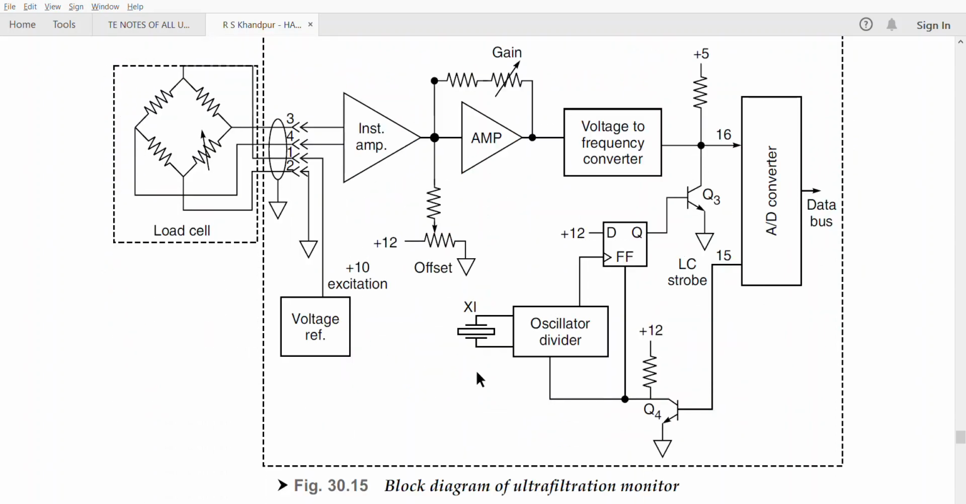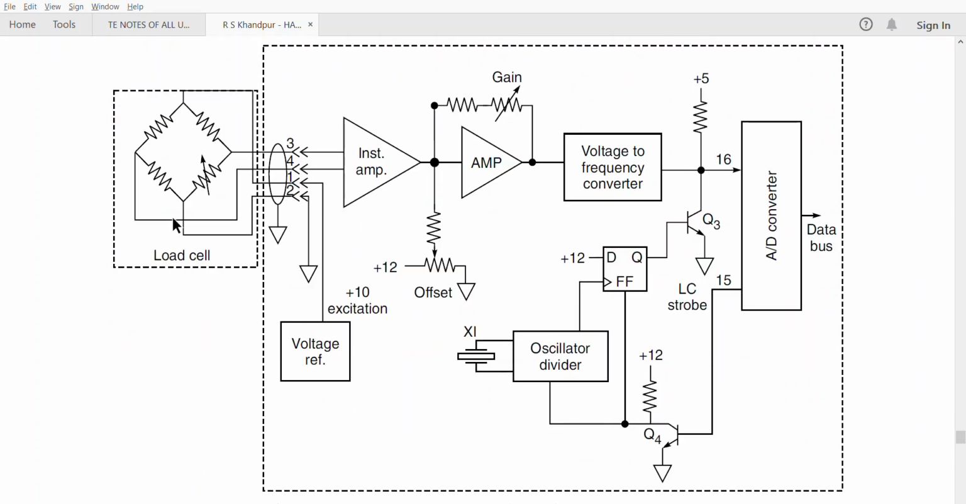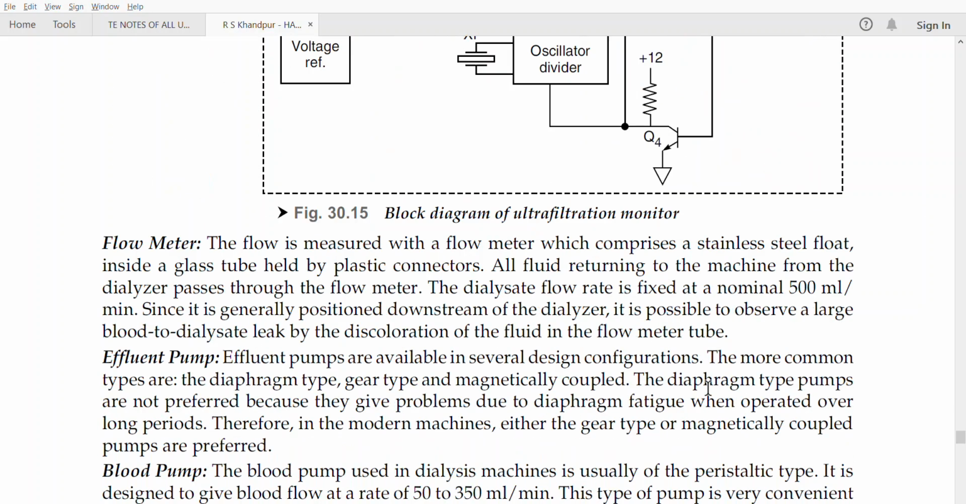If you see, this is the monitoring block. There is a load cell for measuring the pressure, and there are amplifiers that take the input from both the dialysate side as well as the blood side and give a voltage to a frequency converter, which then gives an analog signal to be converted from A to D and given to the computer for processing. So this is the ultrafiltrate monitor.